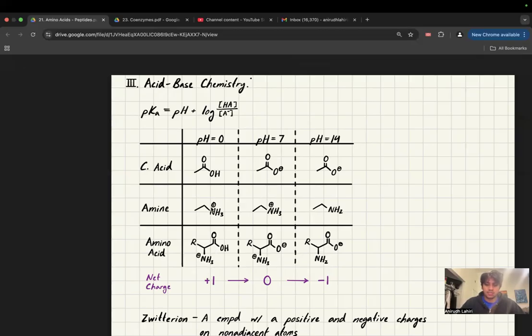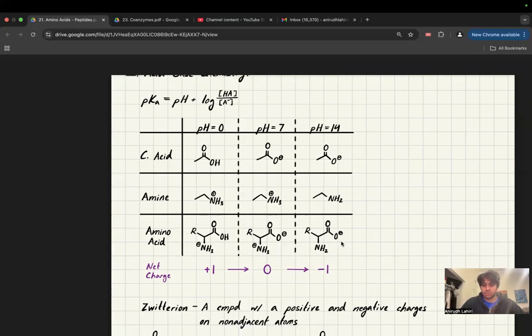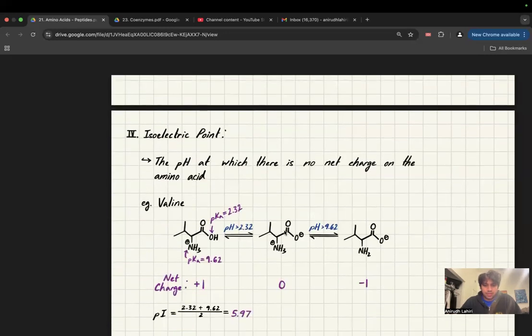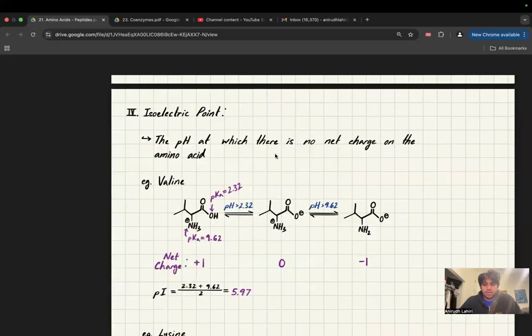But the idea here is, you can see a net charge of +1 in the structure because this amine is positively charged and this is not. We can see a net charge of zero because we have a minus and a plus that cancel each other out. And we have a -1 because we don't have a charge here and we have a minus charge here. So a zwitterion is a compound with a positive and negative charge that are on non-adjacent atoms, right? So here we can look at the isoelectric point, the pH at which there's no net charge on the amino acid, which generally is a zwitterion, right?